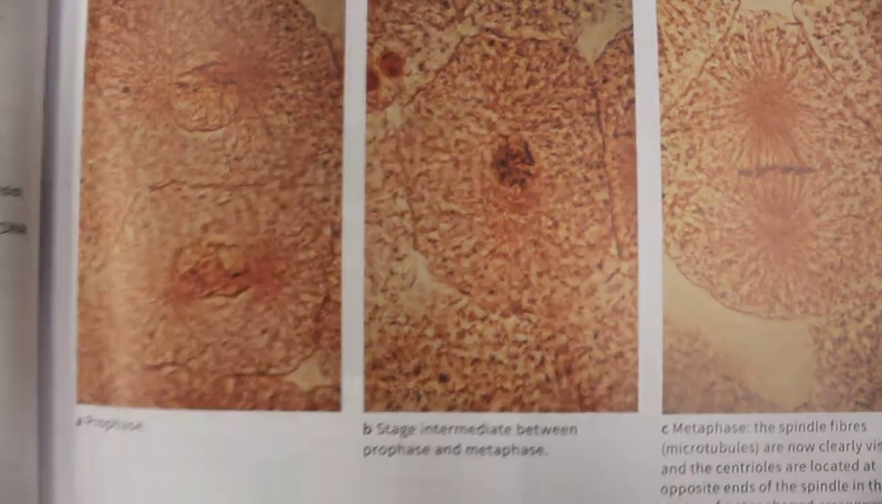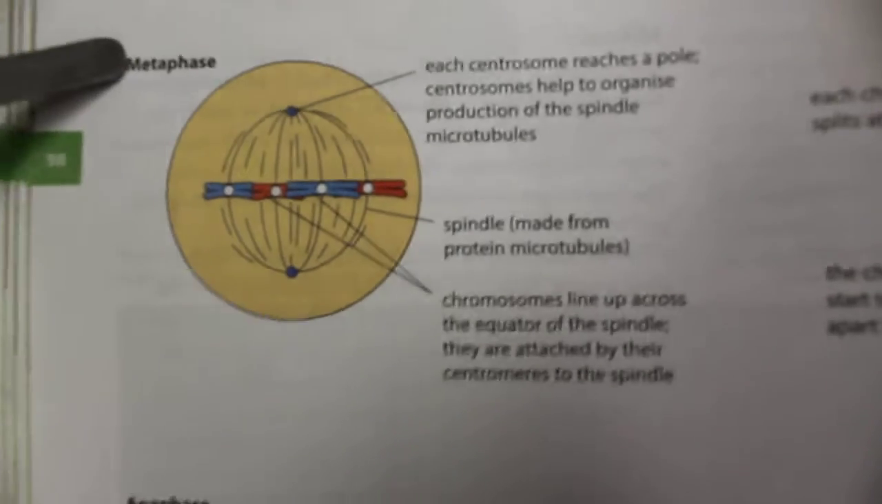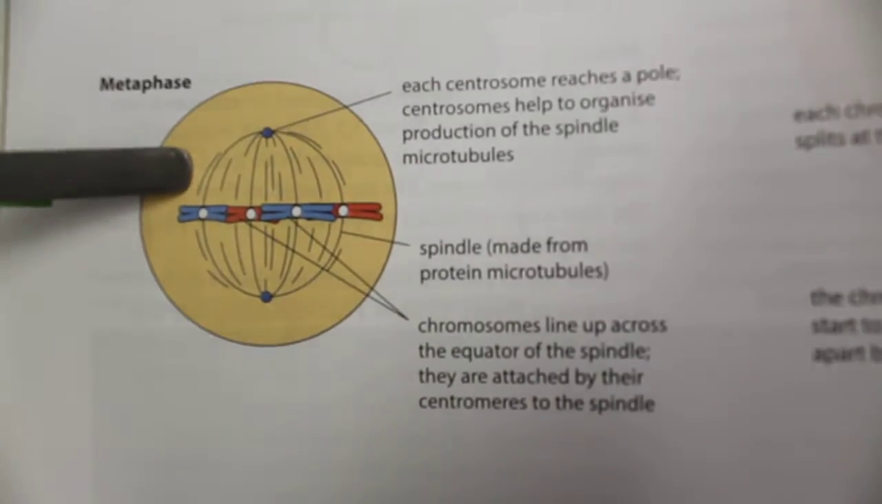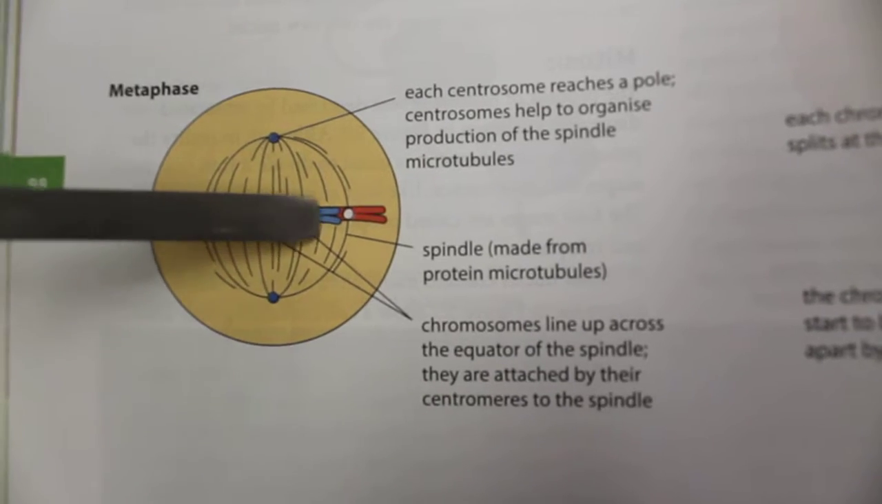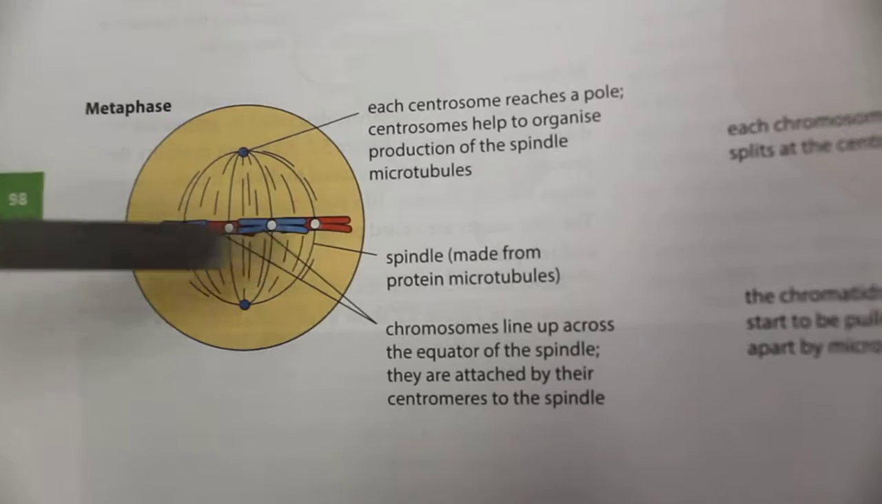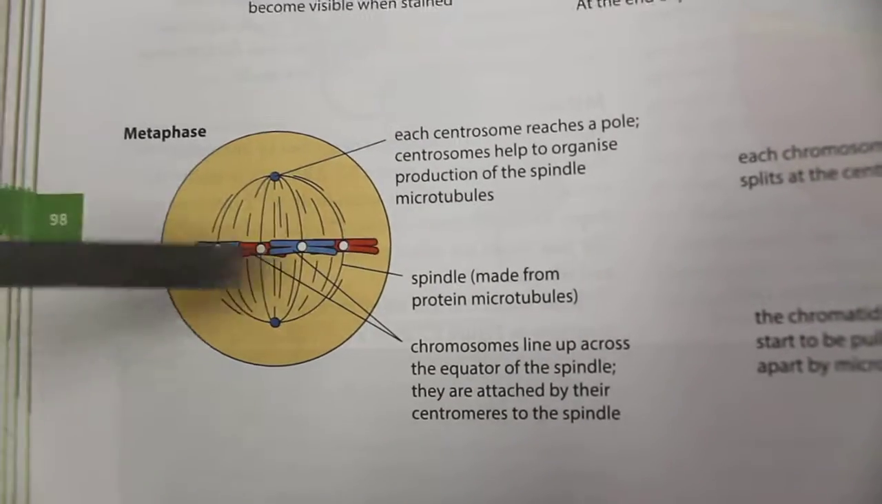Now, let's go back to our other cartoony slide. Here at metaphase, as we discussed before, we still have our cell. We have completely broken down the nuclear membrane. We now have lined up our chromosomes, which are fully condensed, at the equator. They are lining up at the metaphase plate.